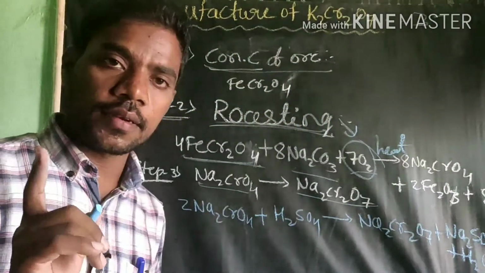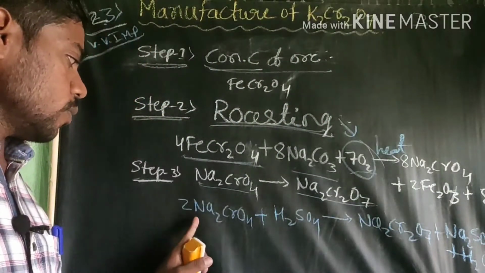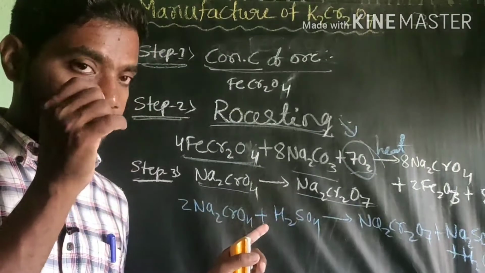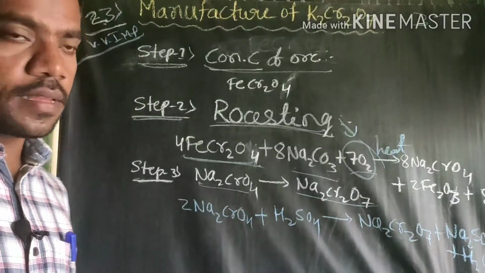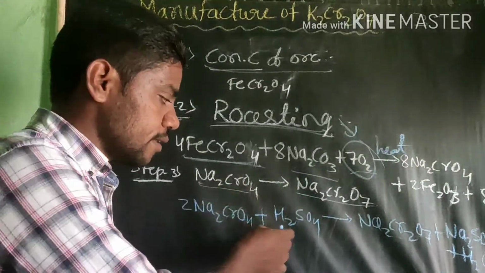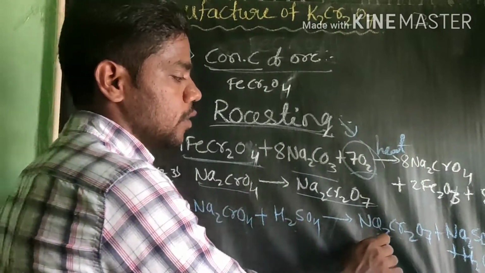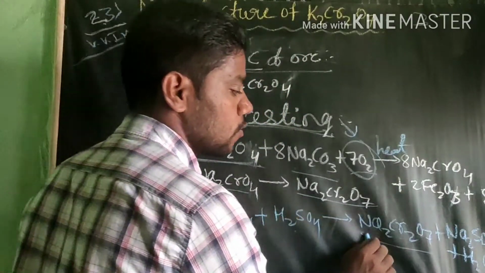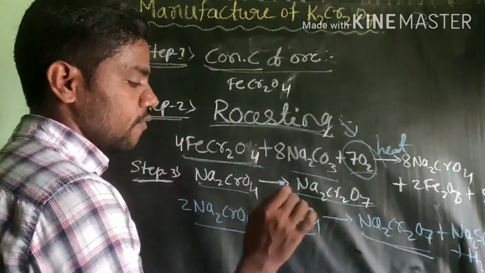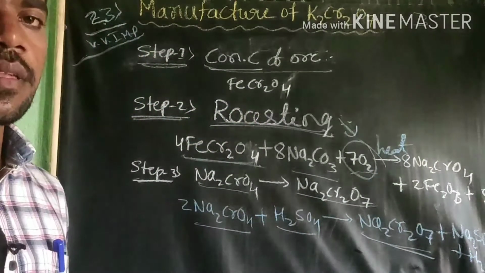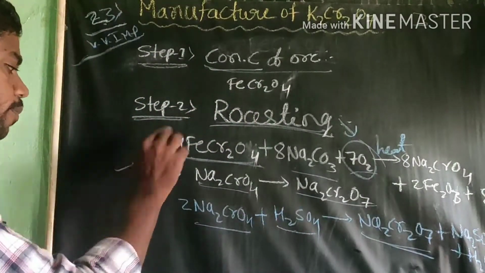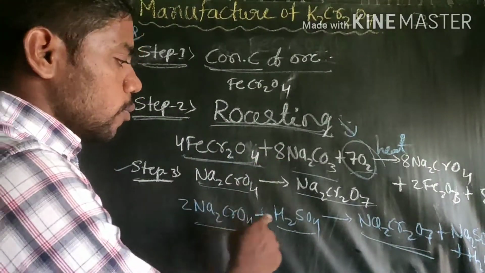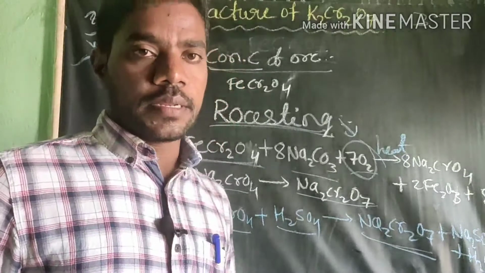Practice the reaction, then only it will come. 2 Na2CrO4 reacting with acid means it is an acidification reaction. Sodium chromate reacts with acid and gives rise to sodium dichromate. This step is very important; from this I will discuss one important point. Sodium chromate is converted to sodium dichromate.